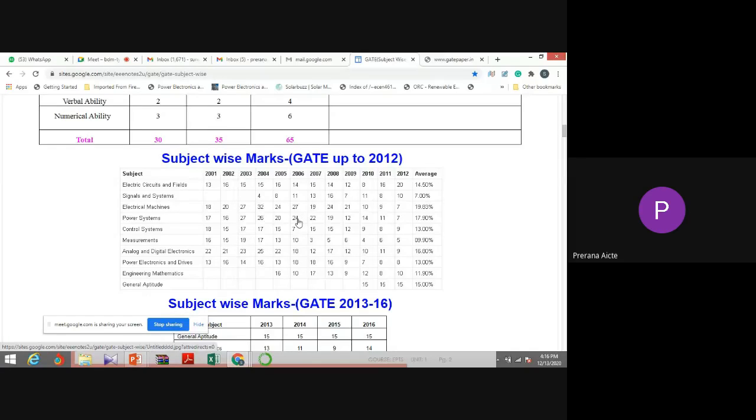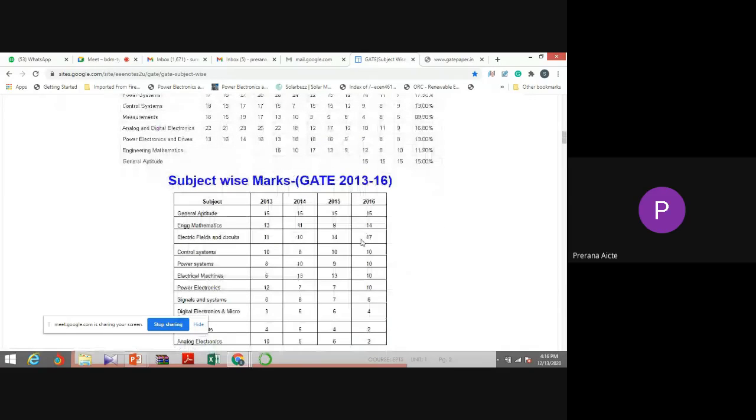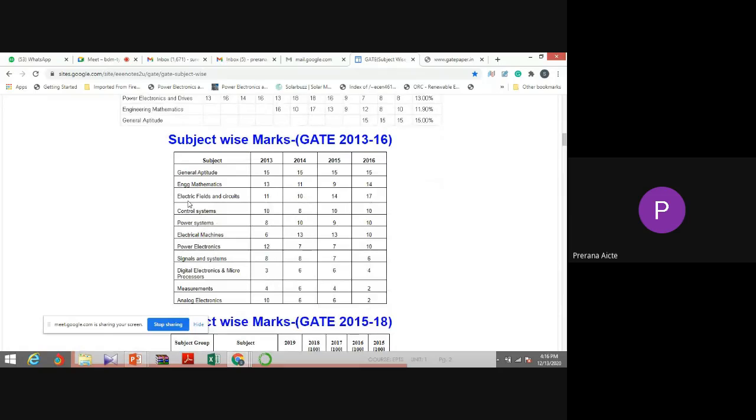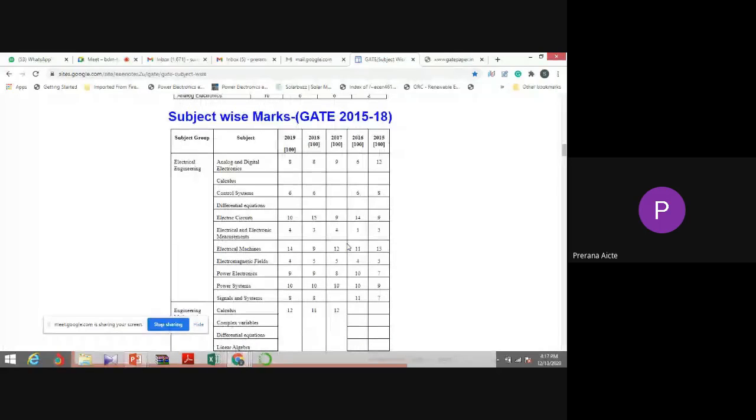See here, from 2013 to 2016, electrical circuits was combined with electromagnetic fields. In 2013 they gave 11 marks, then 14, 10, 15, 14, and in 2016, 17 marks. So the percentage of marks is gradually increasing. In GATE 2015 to 18, electrical circuits, 2019 10 marks, 2018 15 marks. So that is the importance of this subject.